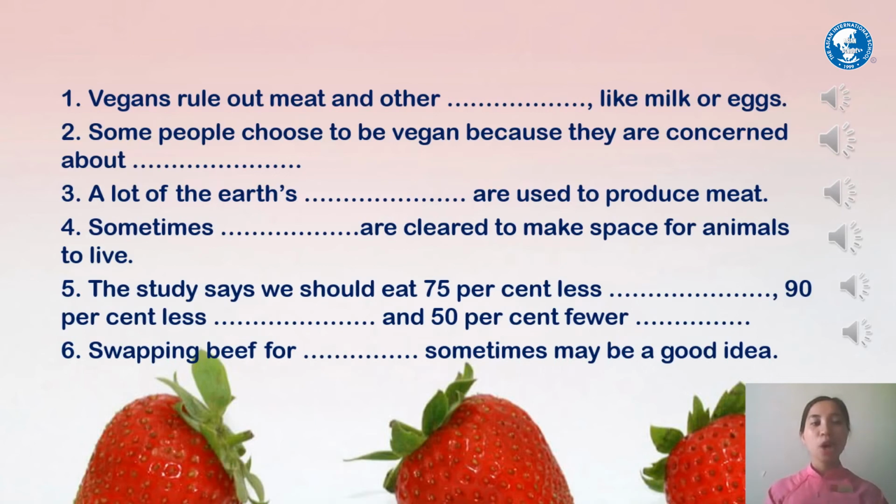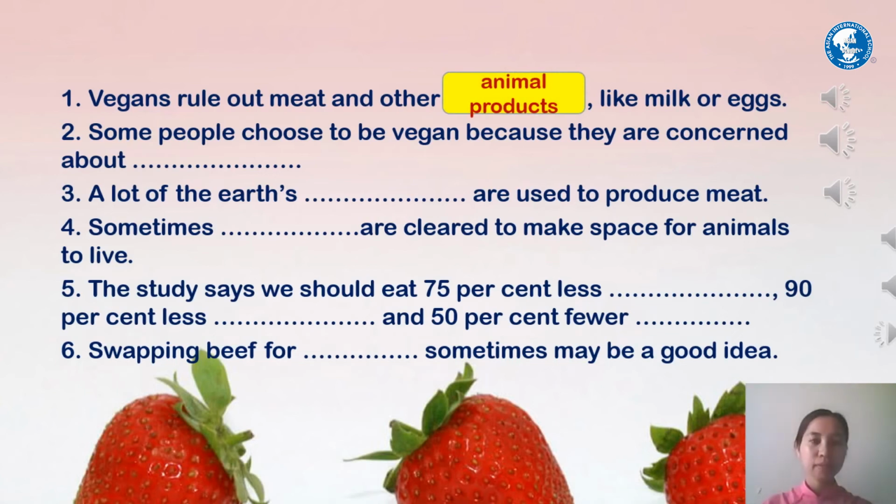What is your answer? Mine is animal products. Do you agree with me? Number 2. After preposition about, there are 2 situations can be analyzed, a noun or a gerund. Listen.